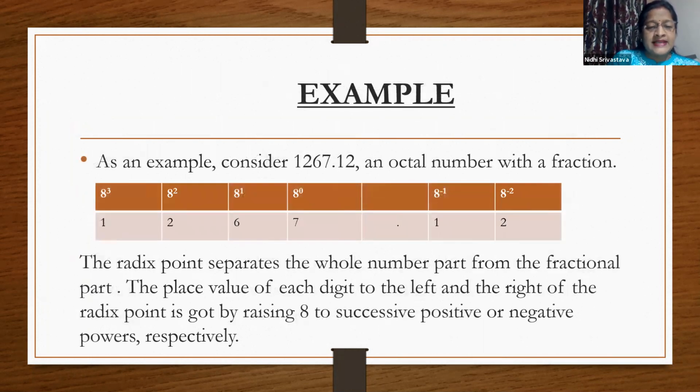As an example, consider 1267.12, an octal number with a fraction. This is a chart. The radix point separates the whole number part from the fractional part. The place value of each digit to the left and the right of the radix point is got by raising 8 to successive positive or negative powers respectively.